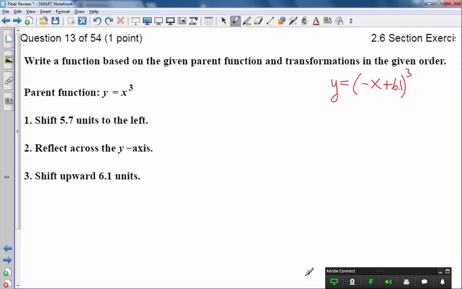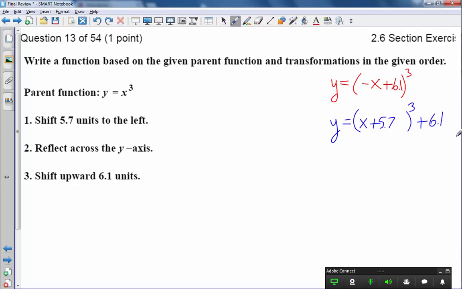I see you have used 5.7. Mariah? Yeah, sorry. Okay, parentheses, y equals x plus 5.7, and then cubed plus 6.1.